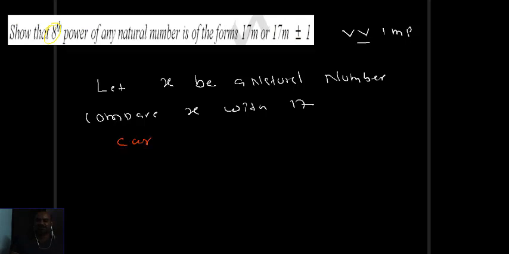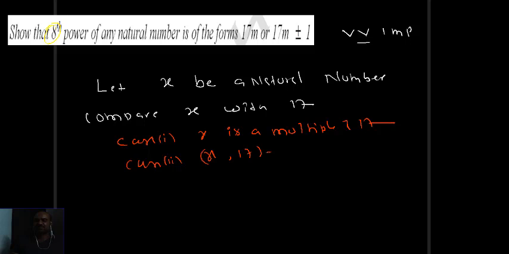Case 1: x is a multiple of 17. Case 2: x and 17 are co-prime. Or I can write here that x and 17 are not co-prime, so directly I can write x is a multiple of 17. Only two things happen. Very, very important.